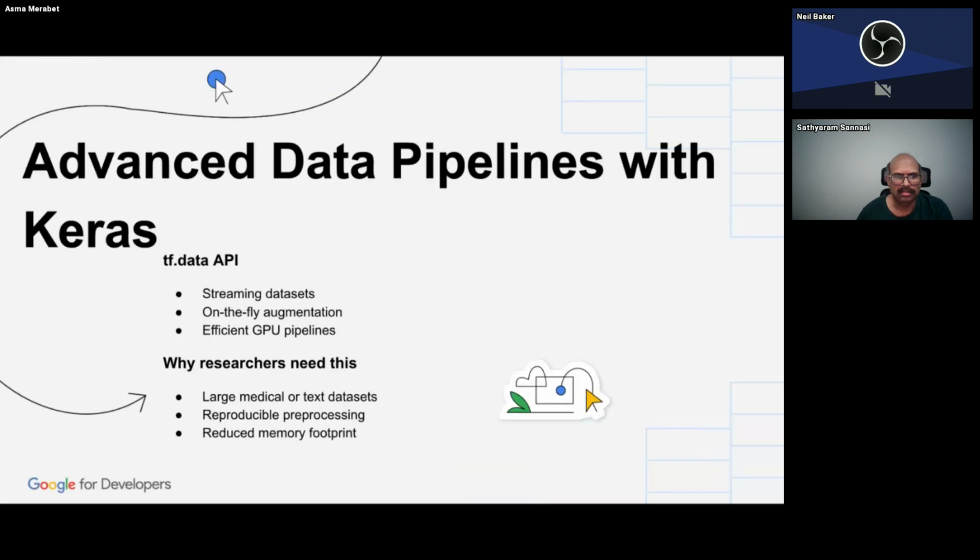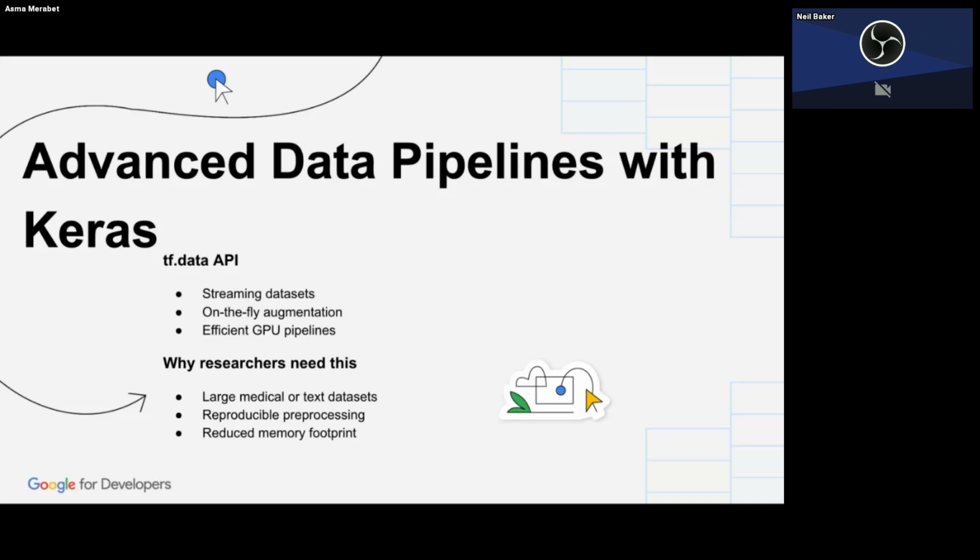Now let's move to advanced data pipelines with Keras. This is one of the most underrated aspects of Keras: the data pipeline architecture, handling data efficiently. It can be the difference between training a model in 2 hours versus 20 hours. Keras uses the tf.data API under the hood, as we have mentioned, and understanding it is very important for research. We have three key features.